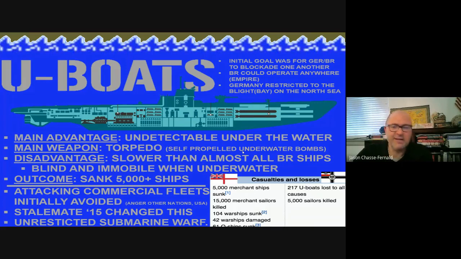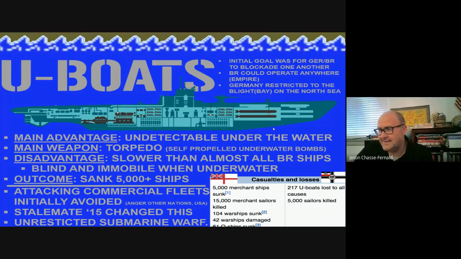And of course, if there's any one thing you need to understand about U-boats, it is this little fact down here. In 1915, the German government changes its policy, its rules of engagement for the U-boats, and they declare that there will be unrestricted submarine warfare, which means any commercial fleets or any boat at all coming into British waters is subject to attack.